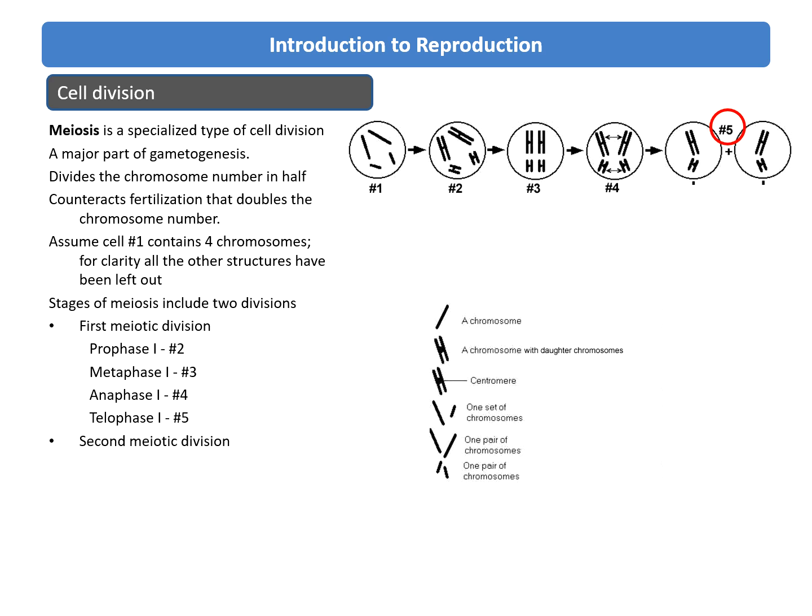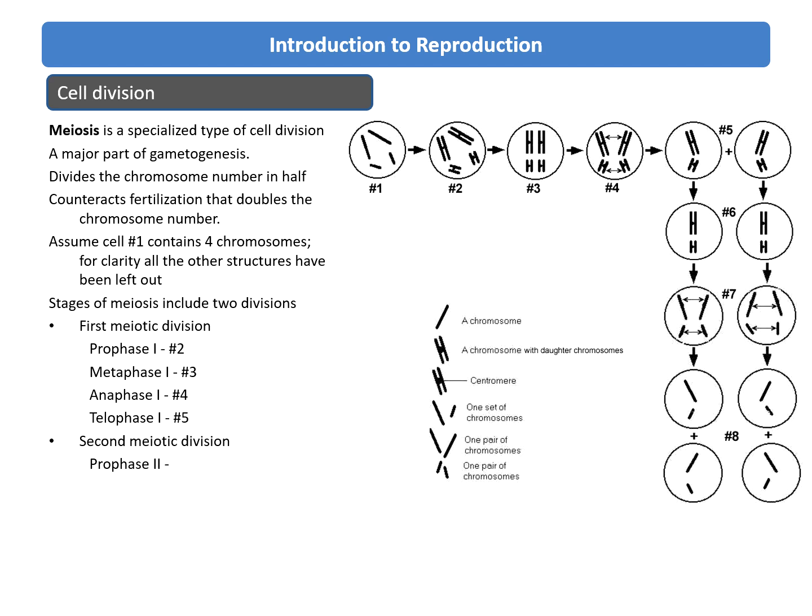In the second meiotic division, prophase 2 occurs, followed by metaphase 2. In this case, the daughter chromosomes align in the middle of the cell, and in anaphase 2, the daughter chromosomes separate. Telophase 2 results in the separation of the cell.